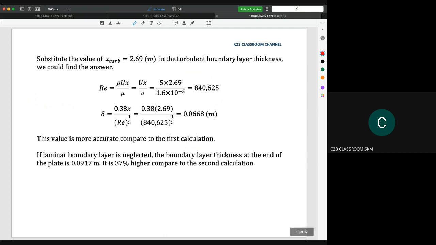Okay, so let's say we know that x is 2.69, and then we need to calculate the total Reynolds number. So we substitute 2.69, and we get 880. And then we can calculate delta, which is 0.0668 meter. So we found that this is the final boundary layer thickness that occurs in that situation.